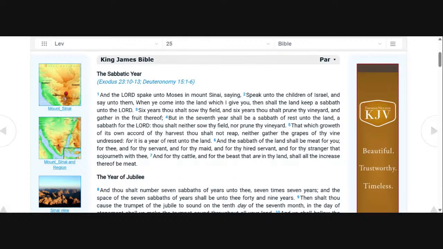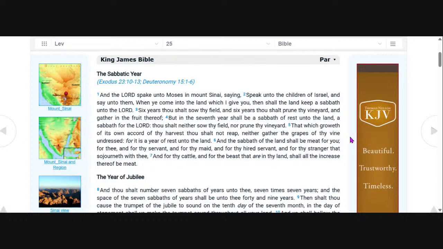But in the seventh year shall be a Sabbath of rest unto the land, a Sabbath for the Lord. Thou shalt neither sow thy field nor prune thy vineyard. You shouldn't prepare anything for it to make food. It will just do it automatically, because in the sixth year, or actually the 48th year, God will make three times the amount. I'll show you that in a moment.